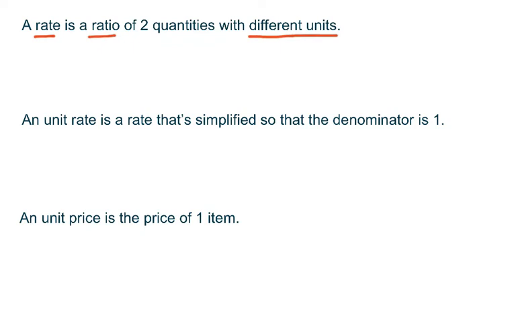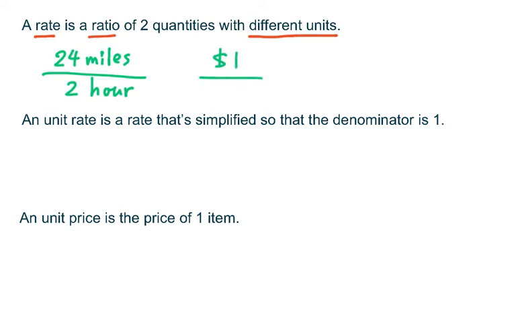For example, if we have a rate such as 24 miles to 2 hours, that is a rate. We are comparing two quantities here. The first one is a distance, second one is time, and they have different units. Another example would be if I go out to buy a bag of chips, it's $1 to one bag.